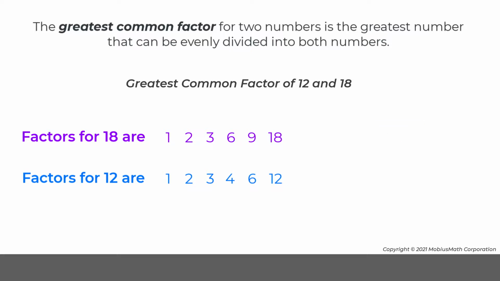Since the next number 6 has already been identified as a factor, all the factors greater than 6 have already been identified. Now that all the factors for 12 and 18 have been listed, the common factors for these two numbers are 1, 2, 3, and 6. The greatest common factor is 6.